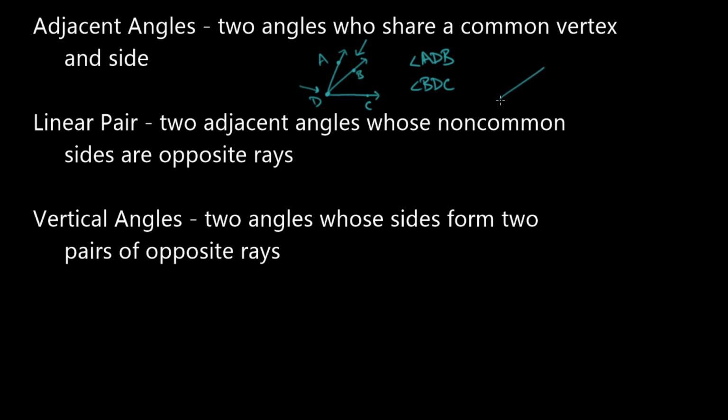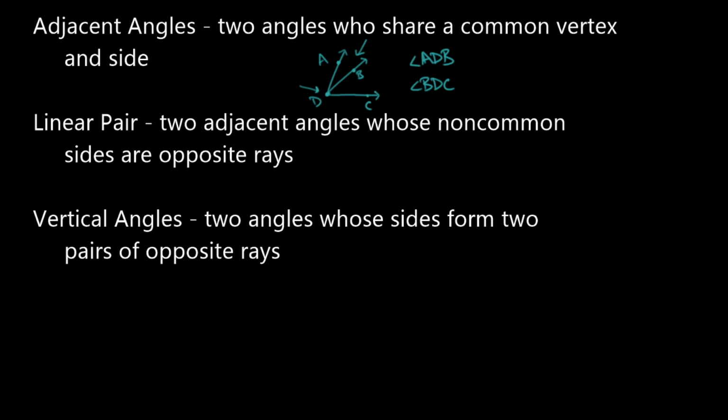So any two angles who share this side and this vertex, the vertex part being important as well, because if I have a situation like this, then these two angles share a side, but they don't share a common vertex. So that's not what I'm talking about. I need two angles that specifically share a common side and a common vertex, and we call them adjacent angles. The next two are a little bit more interesting, and that is a linear pair and vertical angles.